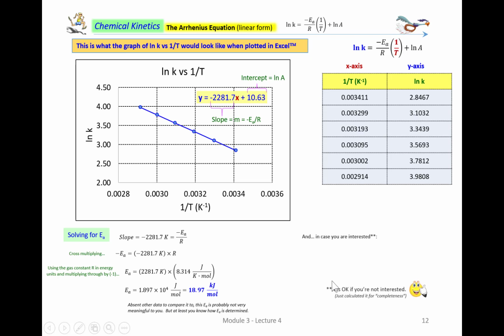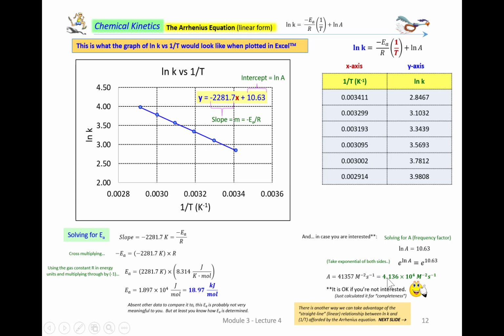Now, in case you're interested, and it's okay if you're not, we can calculate the value of A. And remember, ln of A equals 10.63. We can take the exponential of both sides, and we'd end up with A being equal to 4.136 times 10 to the fourth molar to the minus 2 seconds to the minus 1 for a value for that frequency factor.